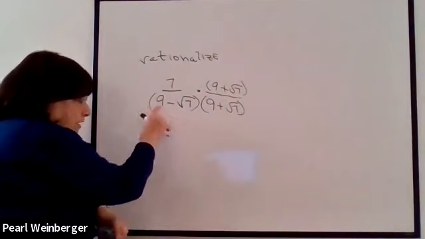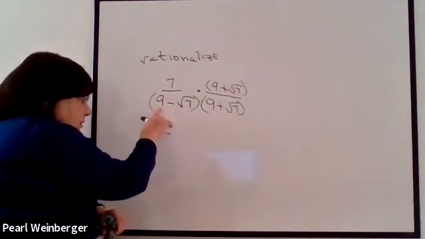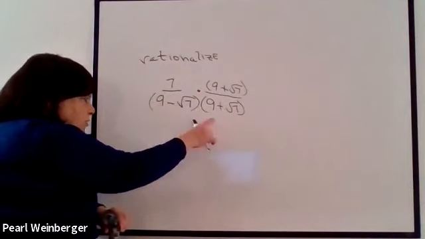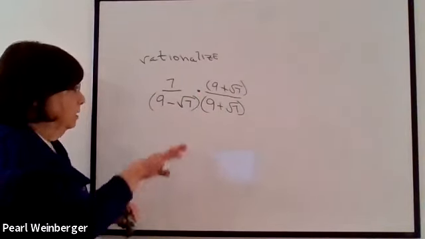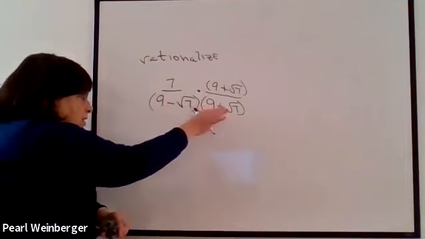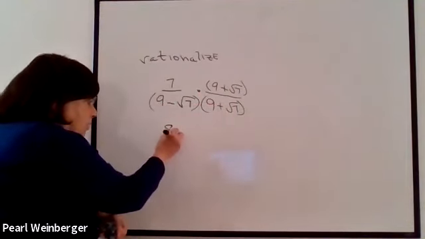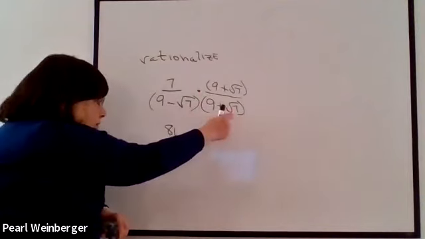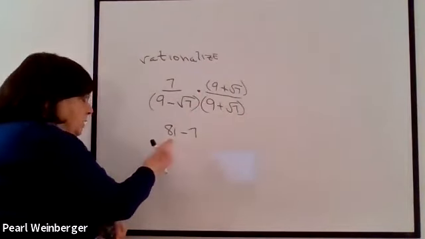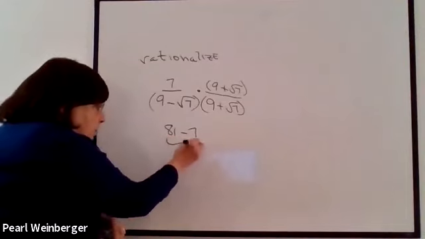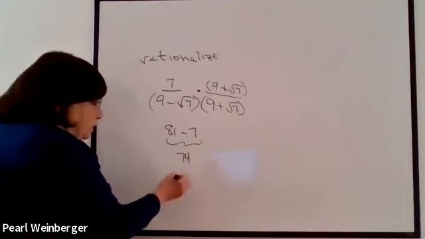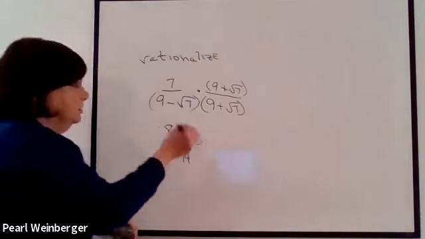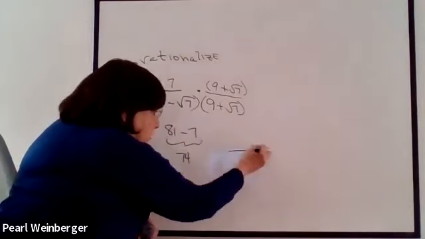And of course, whatever I do to the denominator, I'm going to do the same thing to the numerator. So again, I start with my denominator. Since these are conjugates, I just have to multiply the first together and the second together. Outer and inner, I don't have to worry about because they're going to cancel out. 9 times 9 gives me 81. Radical 7 times radical 7 just gives me 7. So this becomes 81 minus 7, which when we combine gives us 74. So my denominator is going to be 74.